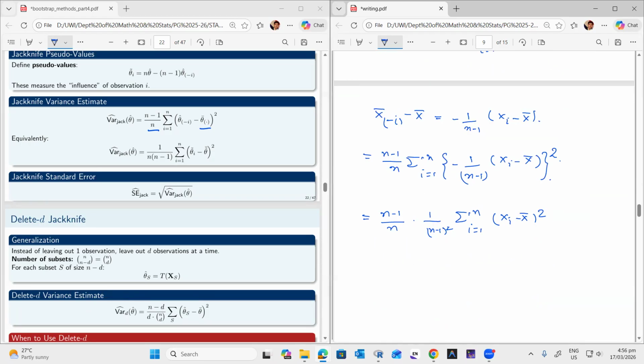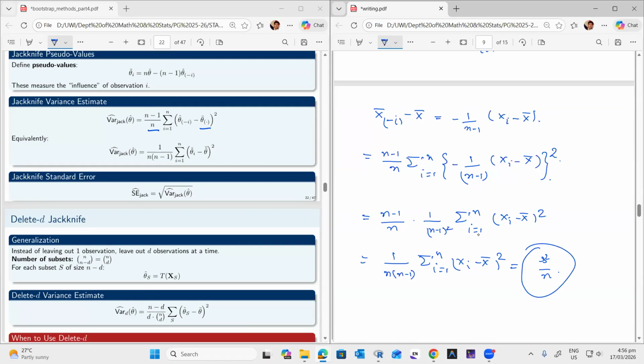So what will you have after this? You will have 1 upon n into (n minus 1), summation over the range of i goes from 1 to n of (xi minus x bar) whole square. Just take these terms together. So what will it be? It is s square upon n. All right, so that is exactly the usual unbiased estimator of the variance of the sample mean. This is the unbiased estimator of the variance of the sample mean.